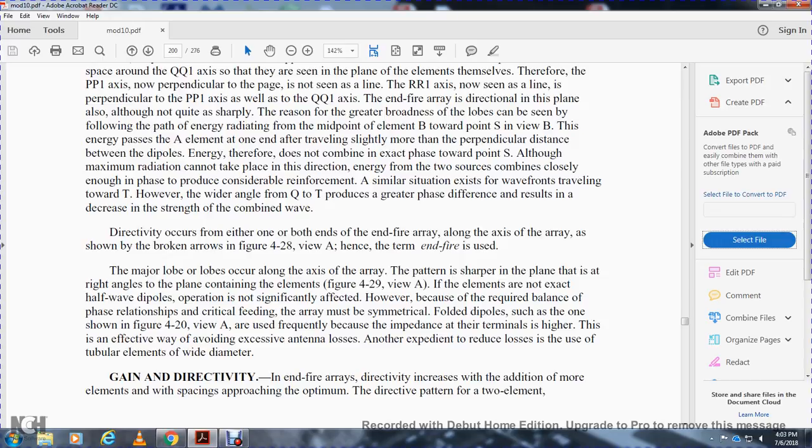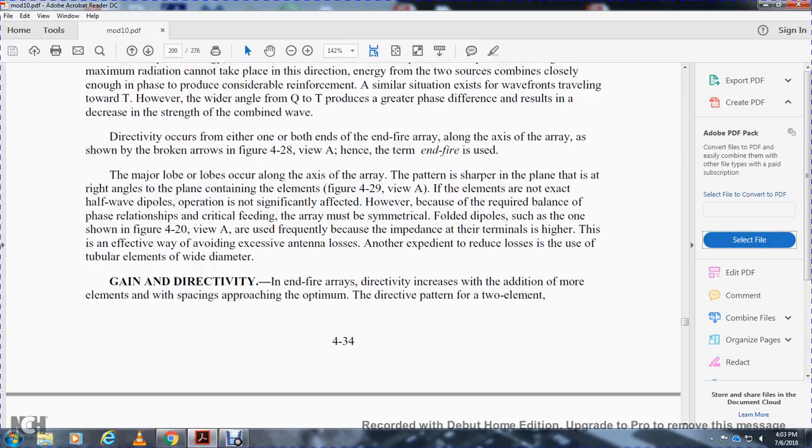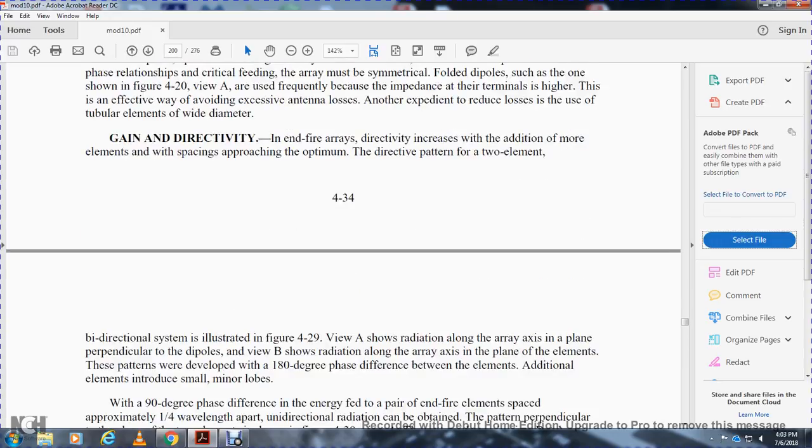This is frequently done because the impedance of the other terminal is higher, which is an effective way of avoiding excessive external load. Another expedient reduces the loss of the tubular elements by using a wider diameter. Gain in directivity: the end fire array directivity increases with the addition of more elements, while the spacing approaches the optimum.